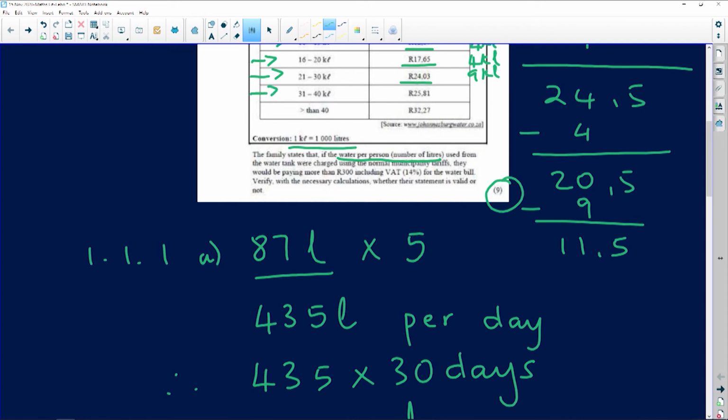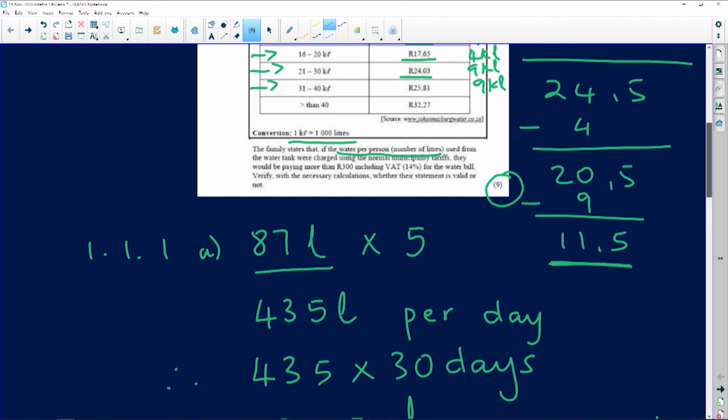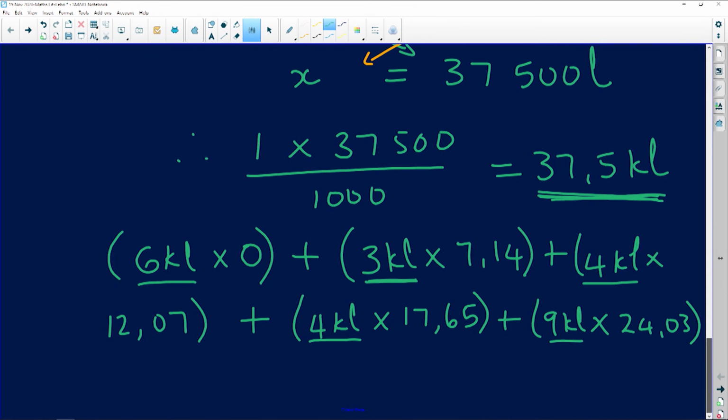My next bracket over here, 40 minus 31. Next 9 kiloliters of water, I'm going to pay 25 Rand and 81 cents. So I go down. Do I have 9 left? Yes, I do have 9 left. So I need to go and put it as it is. 9 for the next 9 kiloliters of water.